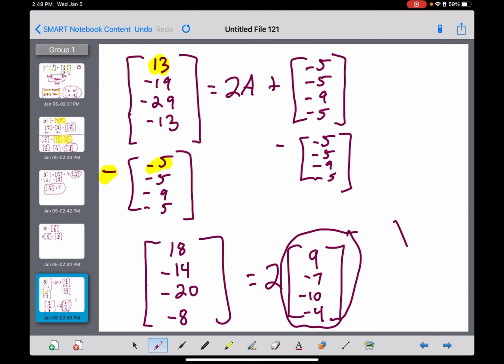That's matrix equations. Okay? That is the last lesson.